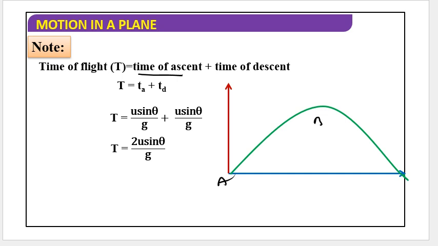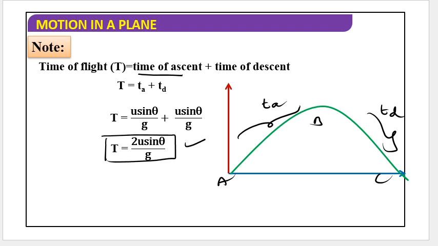That means from A to B, it takes the time of ascent, and from B to C, it is the time of descent. So time of flight means time of ascent plus time of descent. Already we know very well time of ascent is equal to u sin theta by g, and time of descent is equal to u sin theta by g. That is, time of flight is equal to 2u sin theta by g.